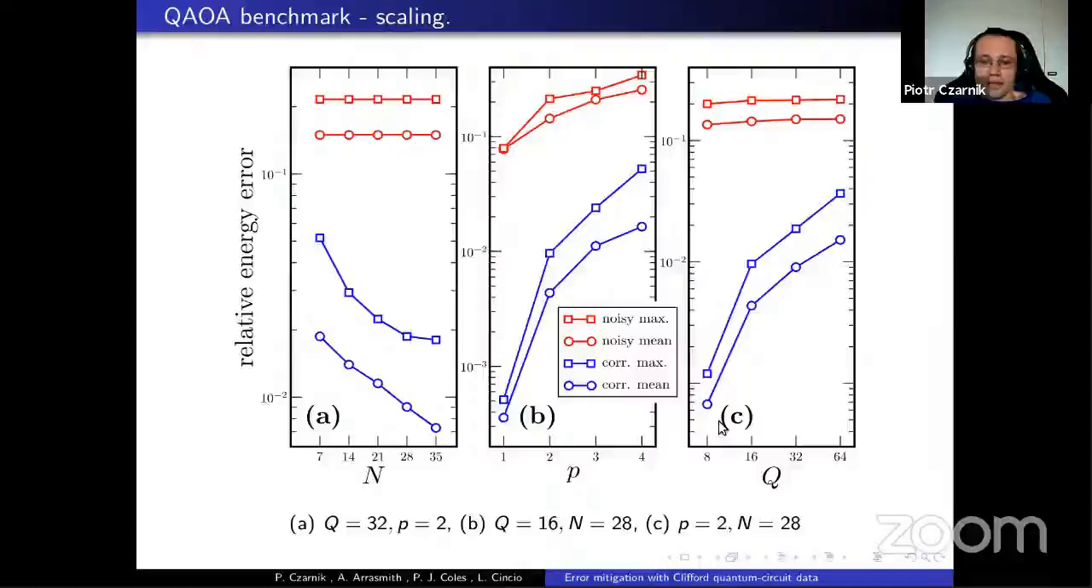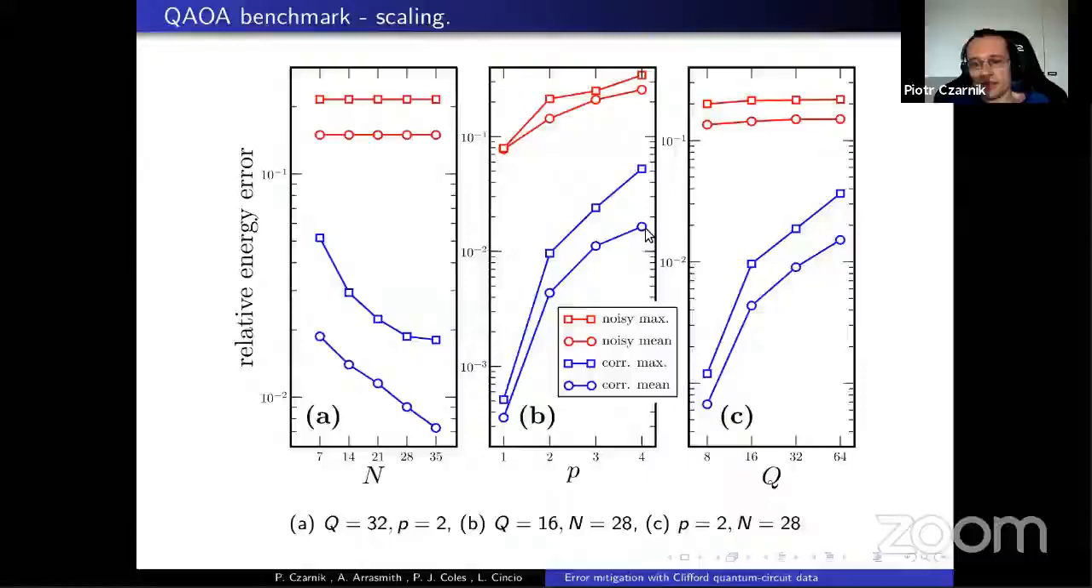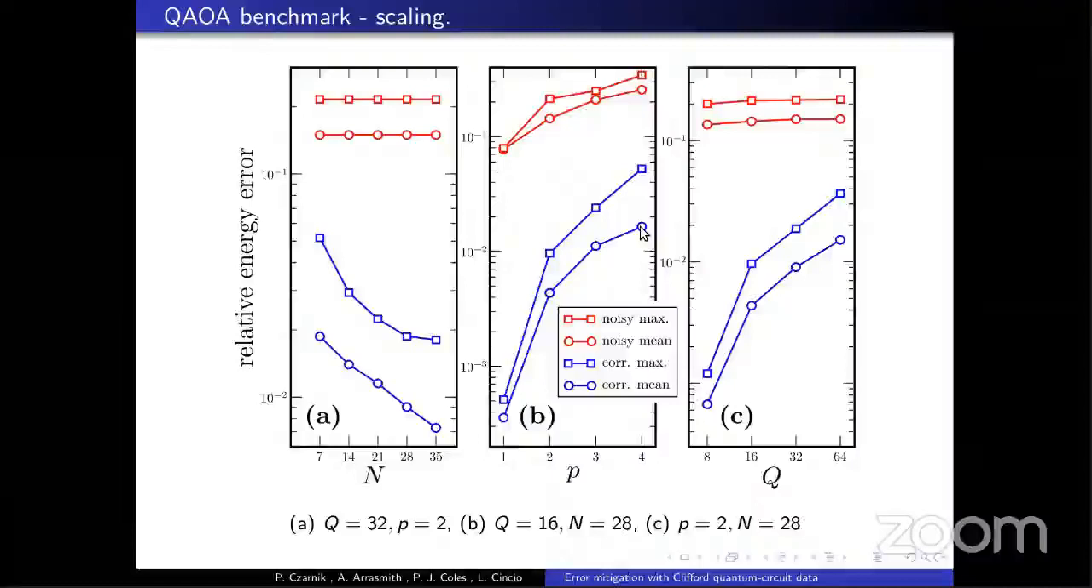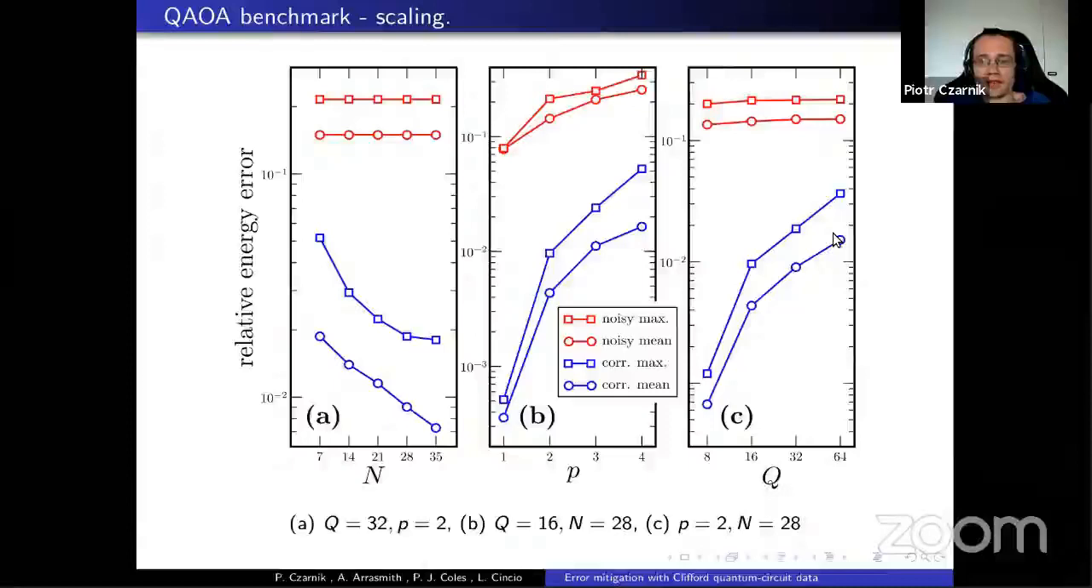In panels B and C, we analyze the accuracy of the correction as a function of both the depth of the ansatz in panel B, and of the number of qubits in panel C. As expected, the problem becomes more difficult to correct with increasing depth of the circuit and with increasing number of qubits. But still, you can see that even for 16 qubits and 4 layers of the ansatz, we are able to obtain an order of magnitude improvement for the relative energy error. And also in the case of 64 qubits and 2 layers of the ansatz, we are able to obtain an order of magnitude improvement.